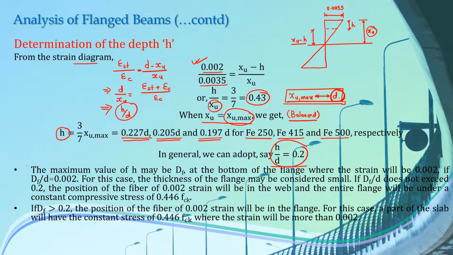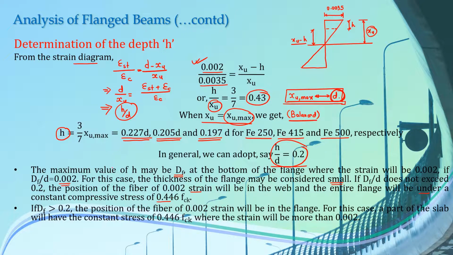So the maximum value of H may be Df at the bottom of the flange, where the strain will be 0.002 if Df by D equals 0.2. For this case, the thickness of the flange may be considered small. If Df by D does not exceed 0.2, the position of the fiber of 0.002 strain will be in the web, and the entire flange will be under a constant compressive stress of 0.446 fck.